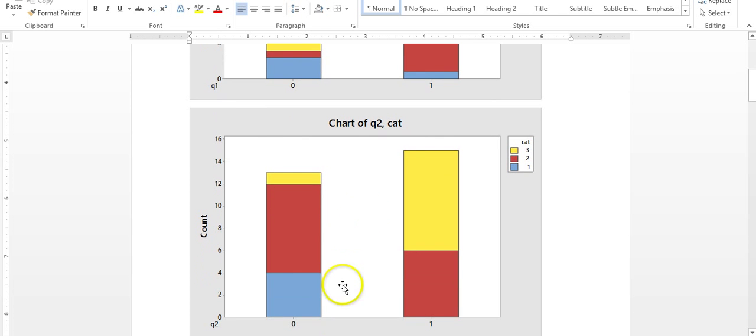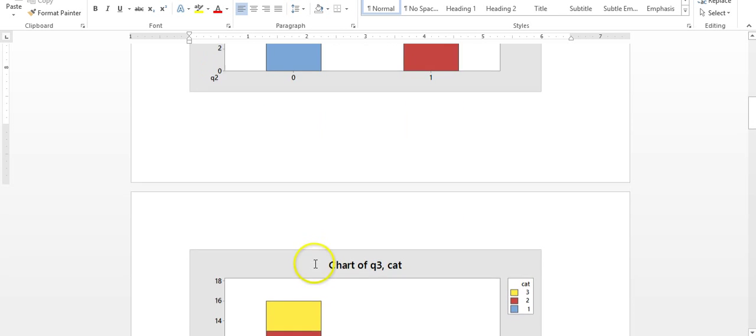So here was 2. 2 was a good question, and I like the way this looks. About equal amounts got it right and wrong, and notice most of the people who got it wrong, all of the 1s, about half of the 2s. Question 3.